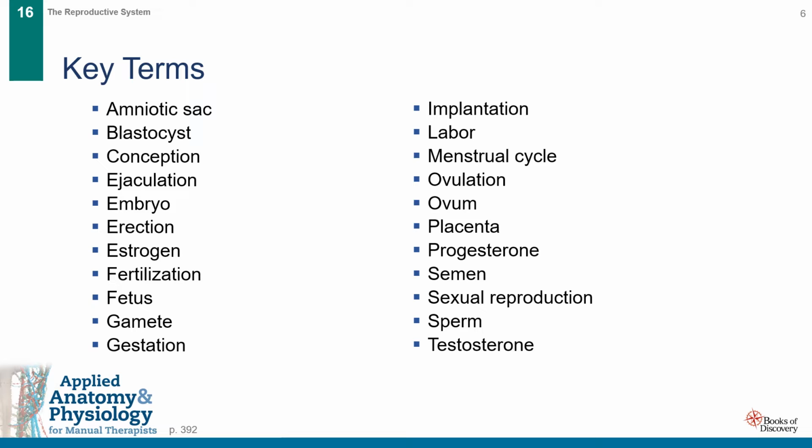Some of the key terms that we will note today are the amniotic sac, the blastocyst, conception, ejaculation, embryo, erection, estrogen, fertilization, fetus, gamete, gestation, implantation, labor, menstrual cycle, ovulation, ovum, placenta, progesterone, semen, sexual reproduction, sperm, and testosterone.